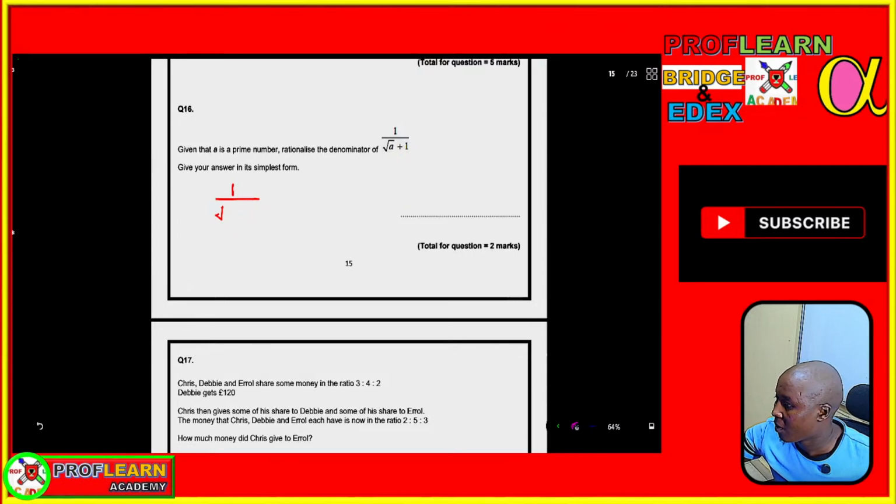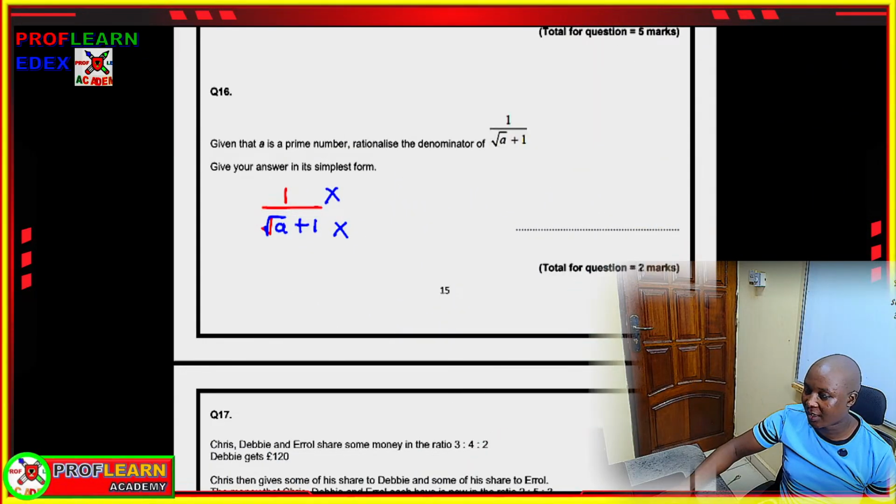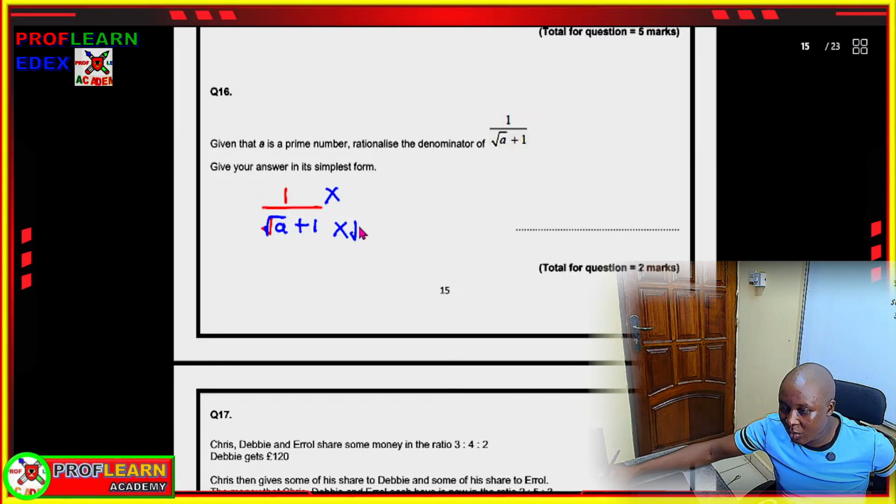1 over root a plus 1. To find the conjugate, you are going to multiply the numerator and denominator, and change only the sign of the expression in the denominator. So in that case, we change it here and say root of a minus 1 times root of a minus 1.